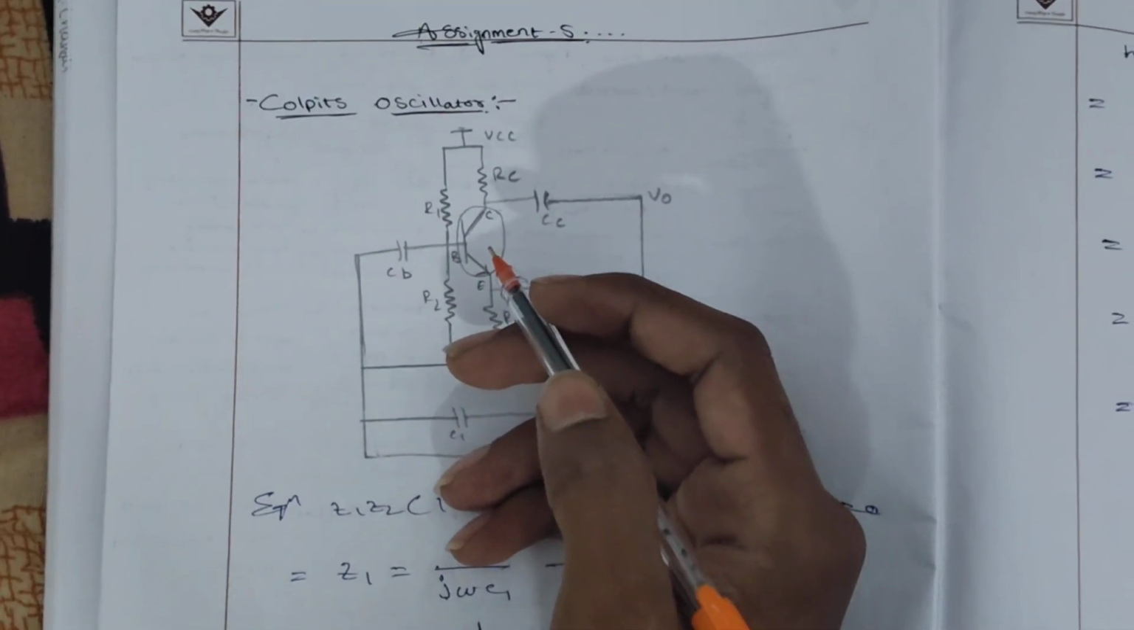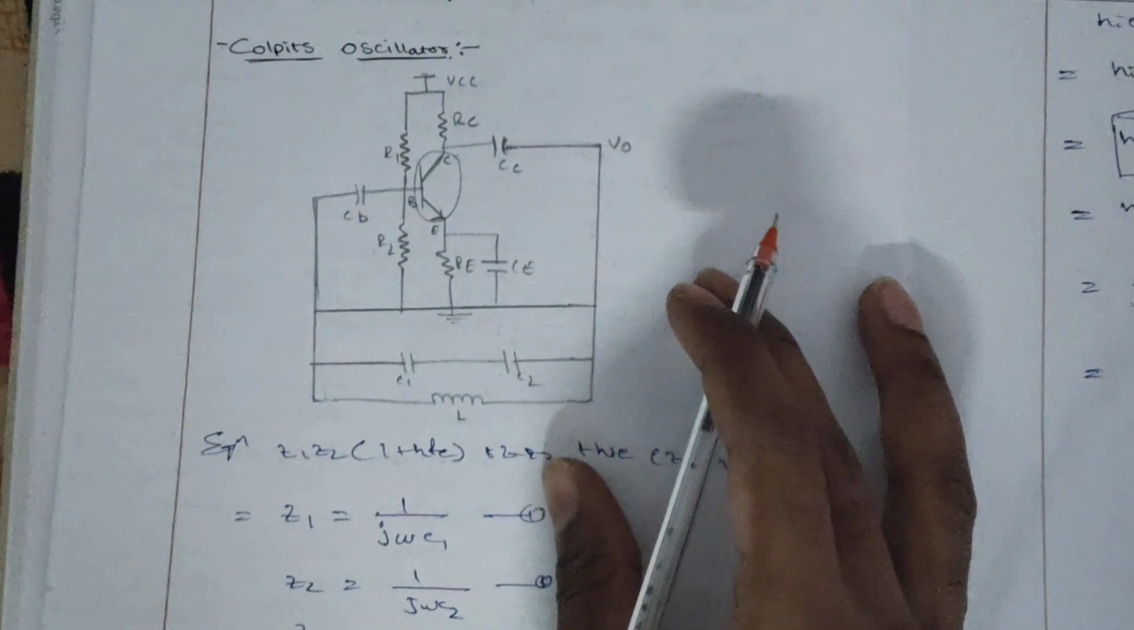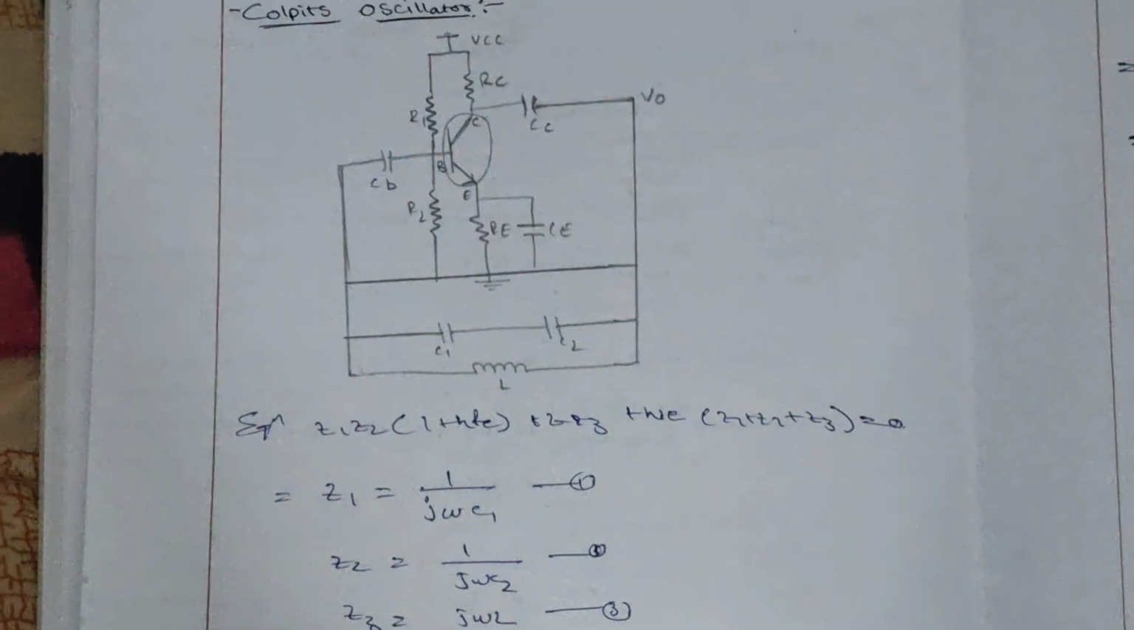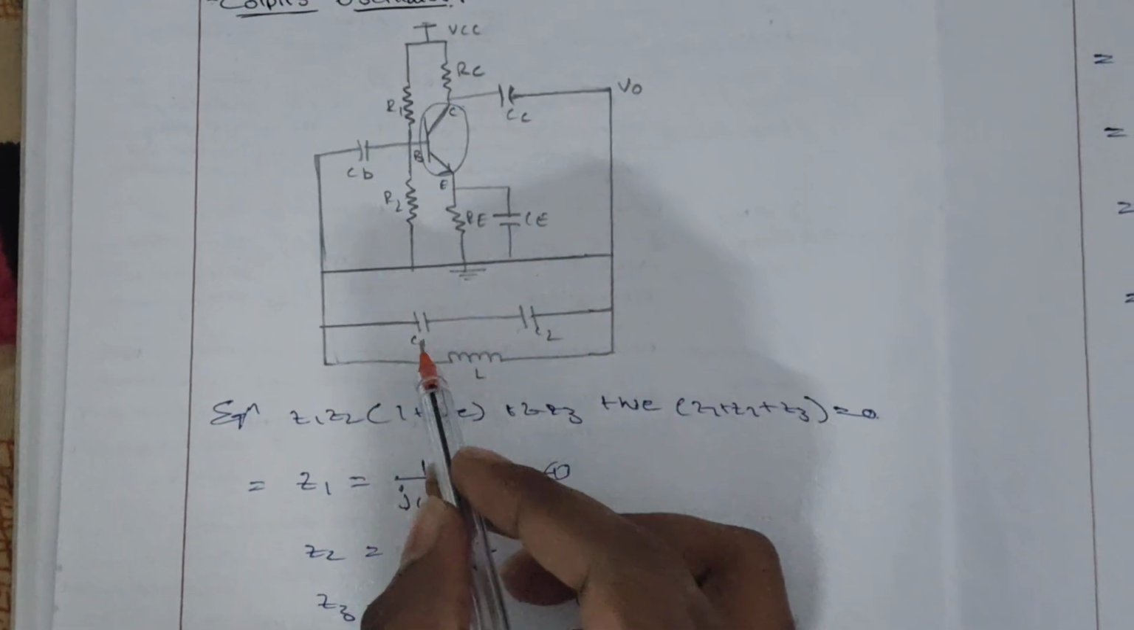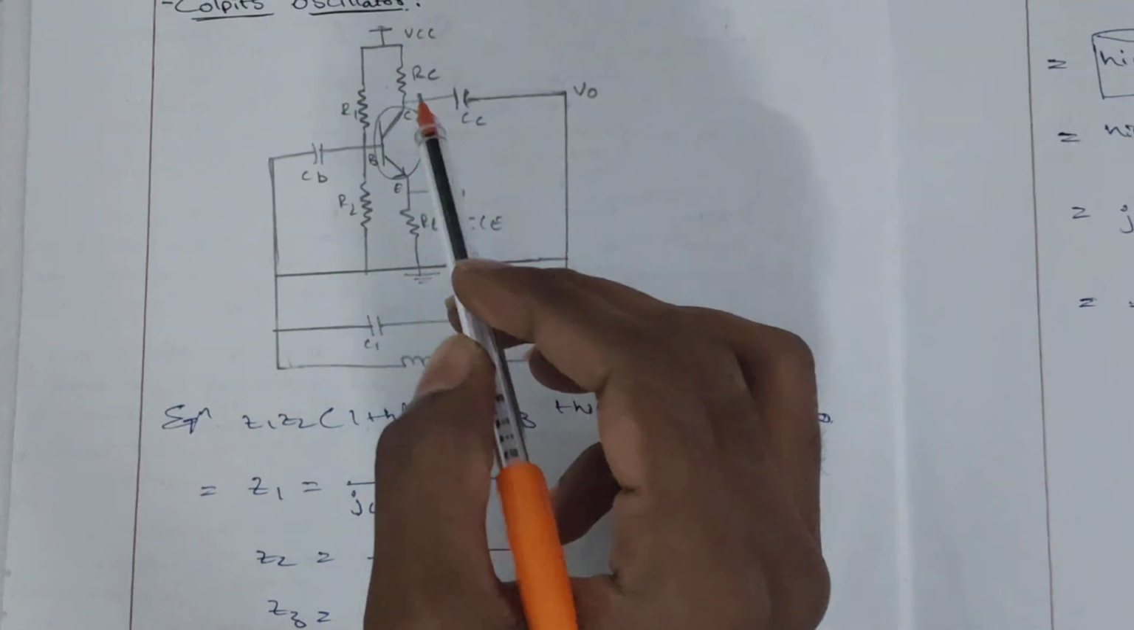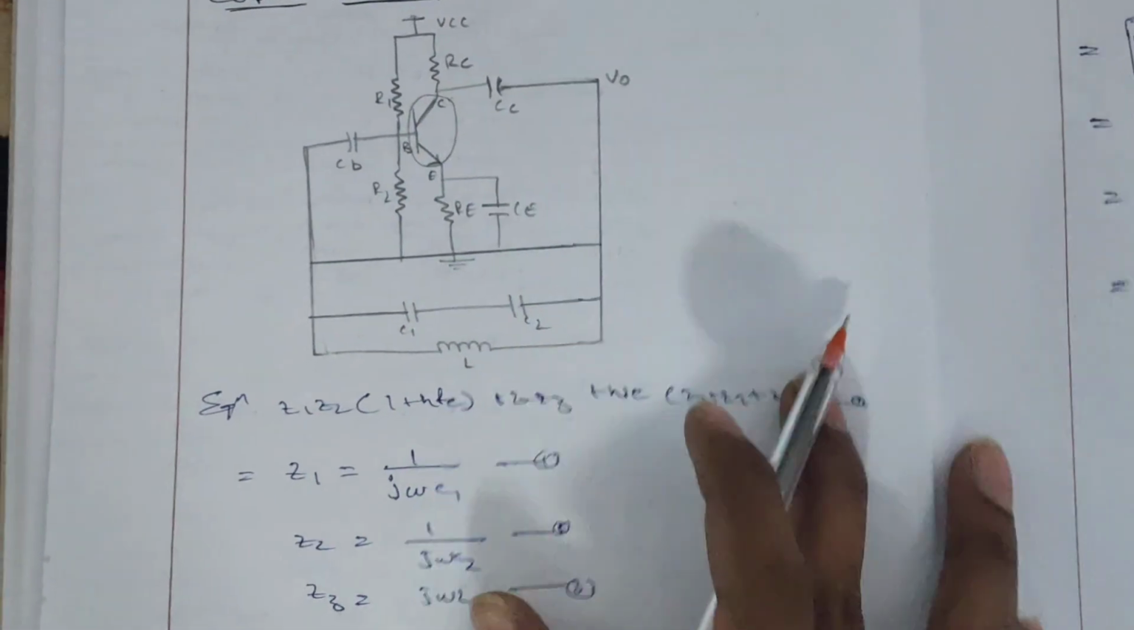The Colpitts oscillator is exactly opposite to the Hartley oscillator. The Hartley oscillator consists of two inductors and one capacitor. The Colpitts oscillator, as you can see in the diagram, has two capacitors and one inductor. And the amplifier is used as a common emitter amplifier.